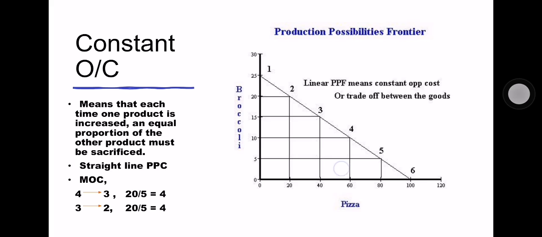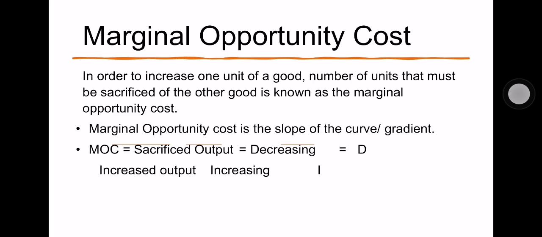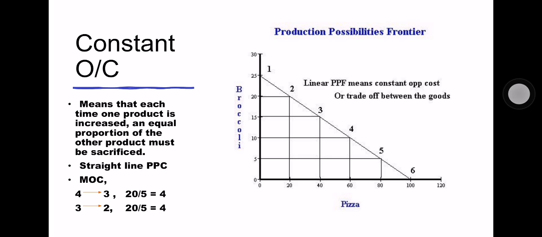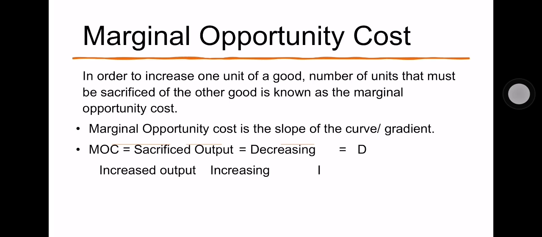Now let's look at the equation first. Marginal opportunity cost is found by dividing the sacrificed output by the increased output. Okay, that is the decreasing value over the increasing value. You get it? So let's look at this example. Now from point 4 we shifted to point 3. We were producing 60 pizzas, but now we have 40 pizzas. So the difference there, the amount sacrificed, is 20 pizzas. Alright, we had 10 broccolis, now we have 15 broccolis. So the amount increased there was 5 broccolis. So 20 divided by 5 is 4. Alright, so that is the basic.